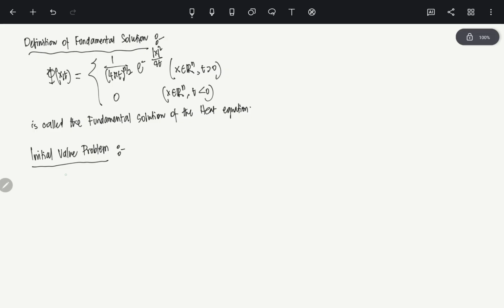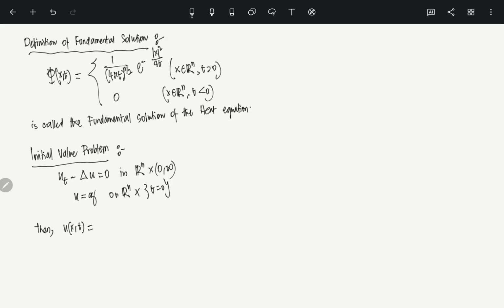So what is the initial value problem? The Cauchy problem looks like this: u_t minus Laplacian of u equals 0 in R^n cross (0, infinity), so x is in R^n and the time variable is in (0, infinity). And at t equals 0, u equals g on R^n. Now if this is given to you, the solution of this problem will look like this. The proof of this we will not do; the proof is omitted, because you need a lot of different theory to prove this, which is beyond the scope of this syllabus. I just want you to know that this can be done like this.